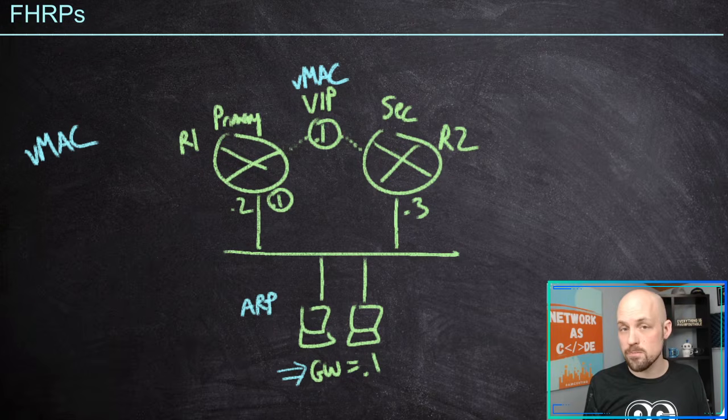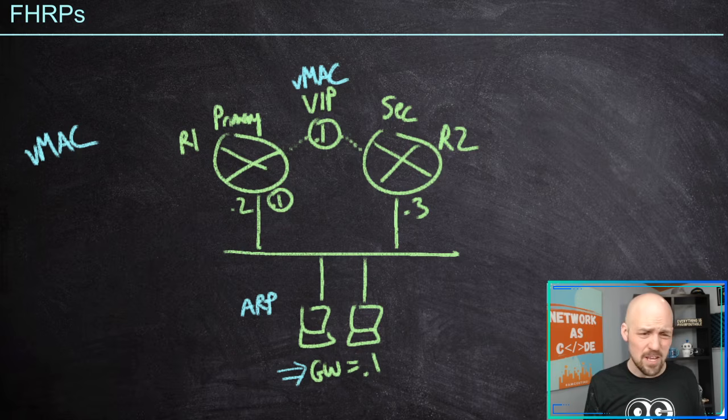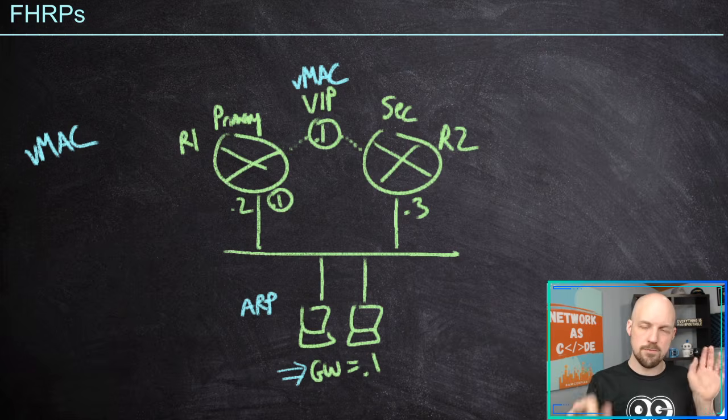And the primary is always responsible for responding to those ARP requests. Technically, either one could respond to it, but we don't want the chaos of it being a free-for-all, or maybe both of them respond, and that could be confusing.